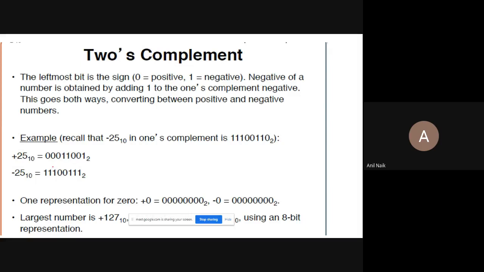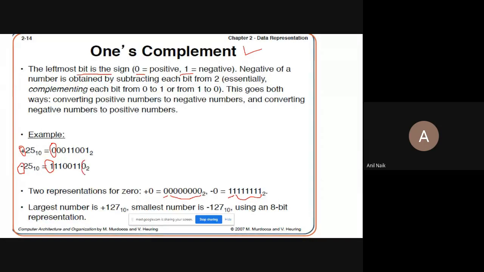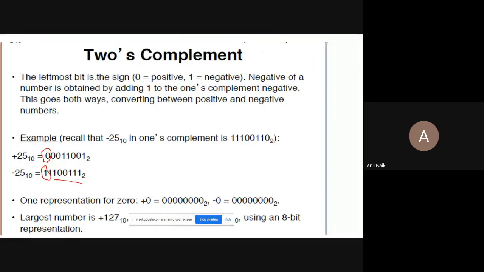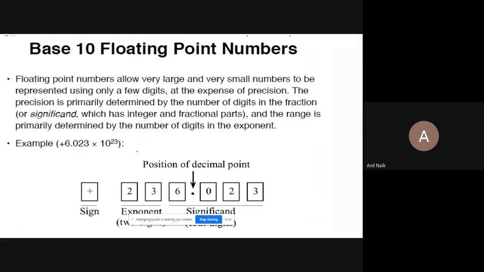Similar to that, for two's complement we add one to the result of the one's complement. So for the positive number, we keep the sign as 1, and then we add the 1. Here you can see this is the one's complement, and in the two's complement, plus 1 is added here. So you already know the one's complement and the two's complement of a number.